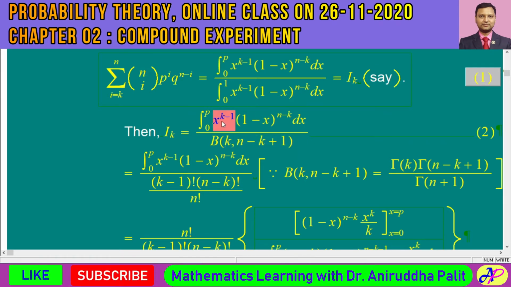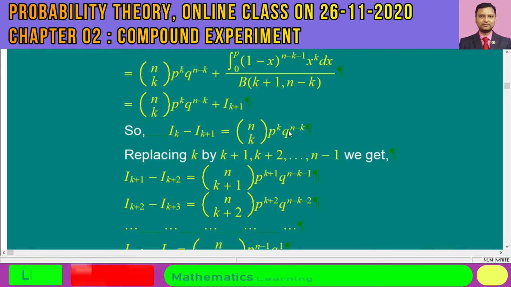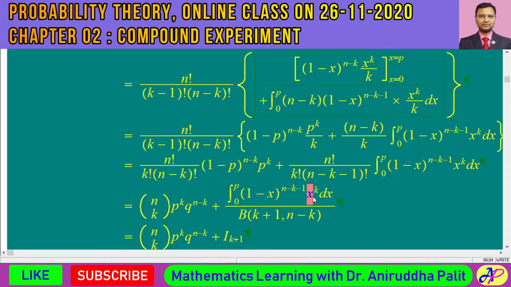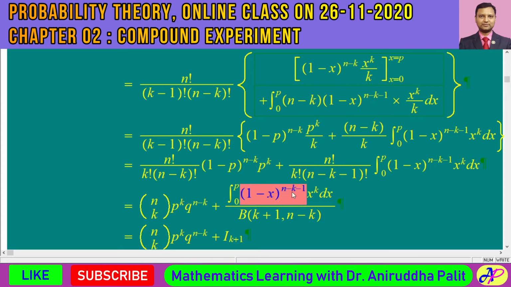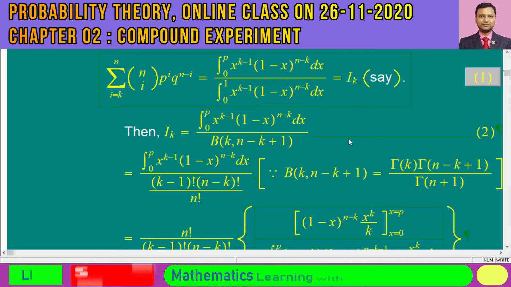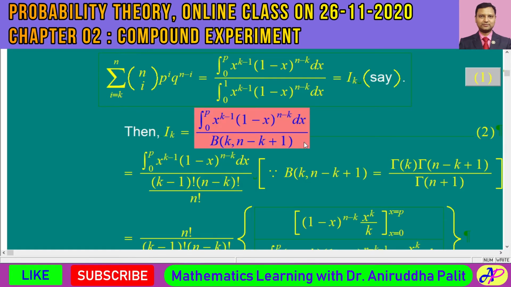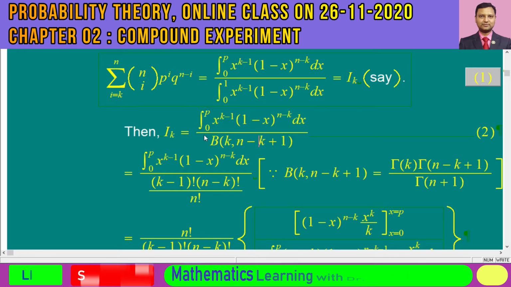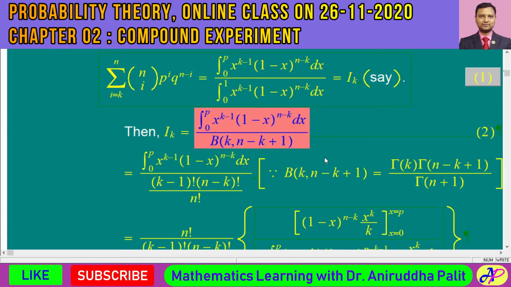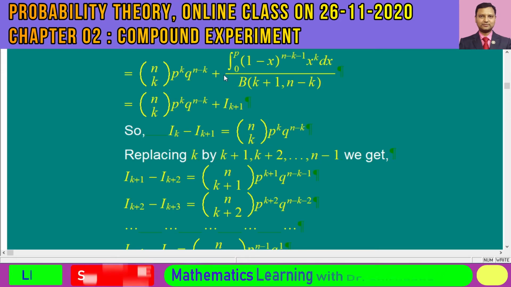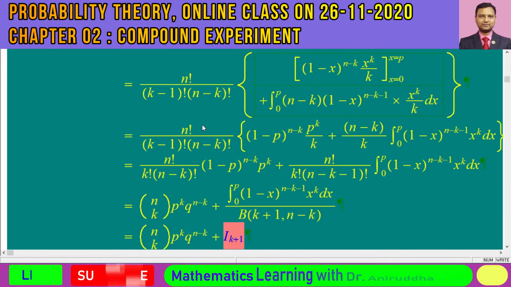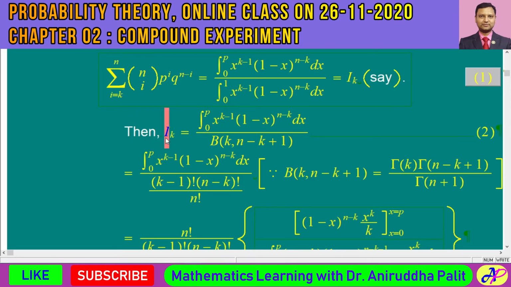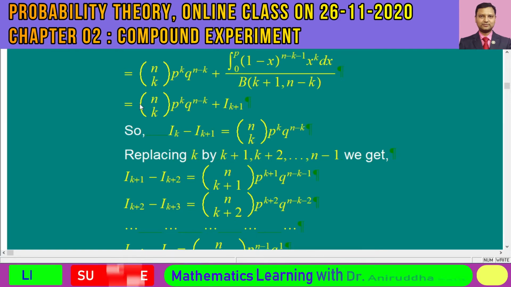Similarly, x to the power of k is there over here, in place of x to the power of k minus 1, and x to the power of n minus k minus 1 is there. So altogether, what we observe is that if we put k plus 1 in place of k, we would get this expression. Therefore this expression can be written as I_(k+1). So we started with I_k. This I_k now becomes equal to this first term plus I_(k+1).